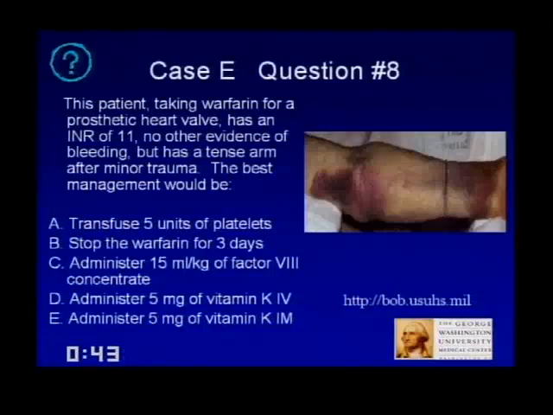The next question: this patient is taking warfarin for a prosthetic heart valve, has an INR of 11, but no other evidence of bleeding. The patient has a tense arm after minor trauma. The best management in this patient would be A, transfuse 5 units of platelets. B, stop the warfarin for 3 days. C, administer 15 milliliters per kilogram of factor VIII concentrate. D, administer 5 milligrams of vitamin K IV. And E, administer 5 milligrams of vitamin K IM.